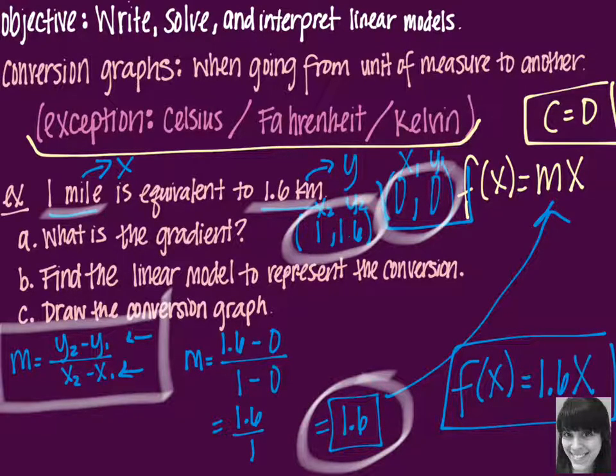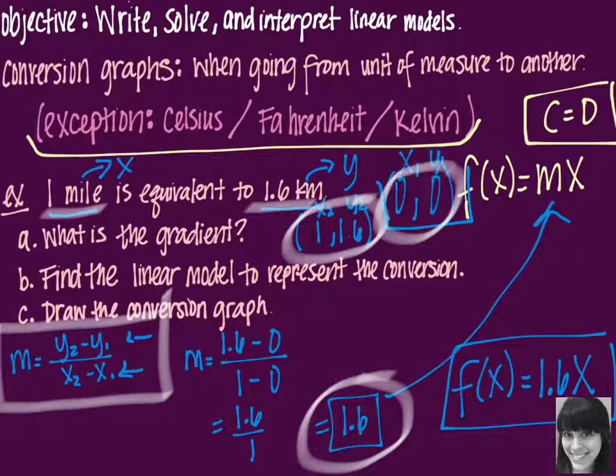The reason why we chose 1 mile as our x value and not our y value is because you want to have a 1 down here in your denominator, because it makes it easier when you find your gradient. You could have done it the other way around, where you divide 1 by 1.6, but it typically gets messy. It's easier just to have a 1 in the denominator.